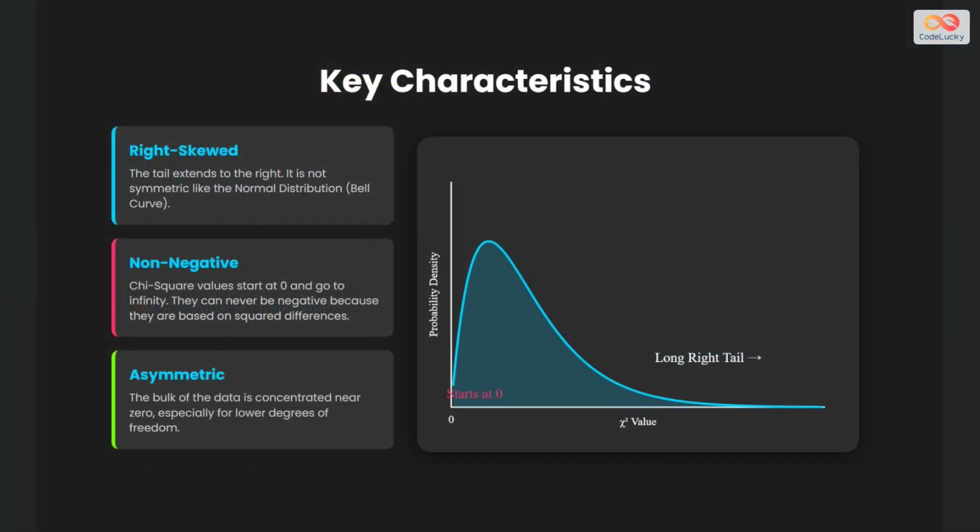Let's look at its shape. The chi-square distribution has two distinct features. First, it is right-skewed. This means it is not symmetric. It has a long tail extending to the right. Second, it is non-negative. The values start at 0 and go to infinity, but they can never be below 0. This is because the calculation involves squaring differences, which always results in positive numbers.